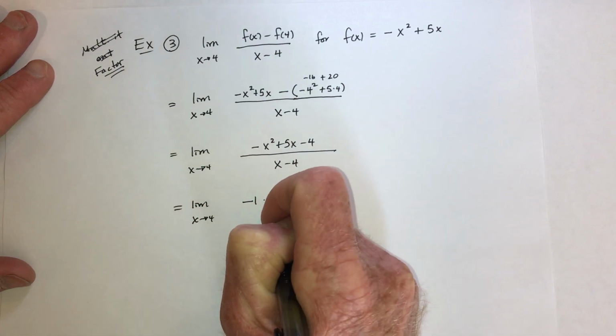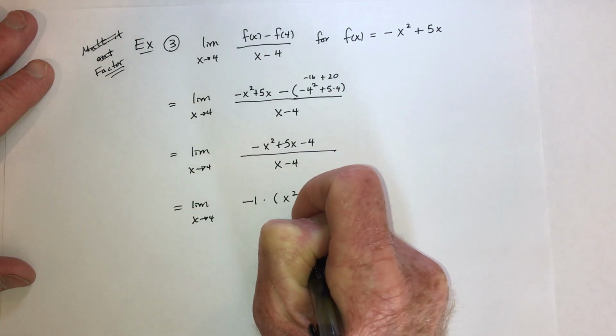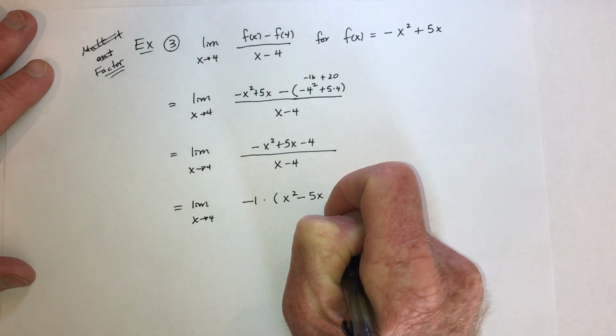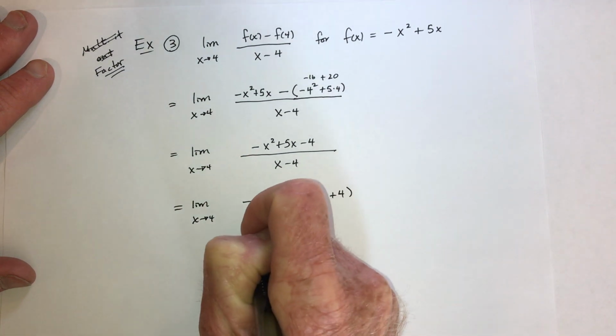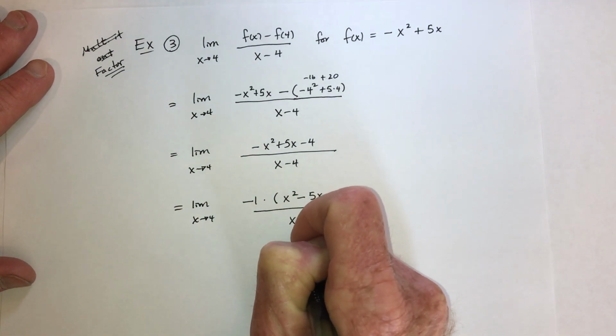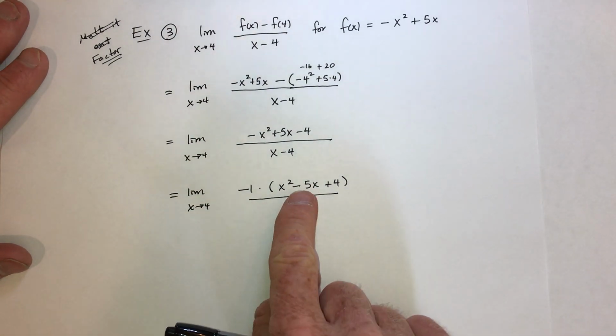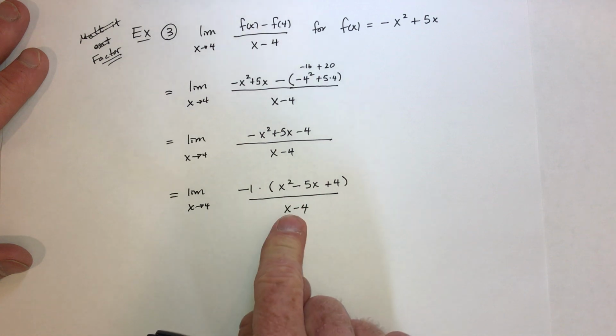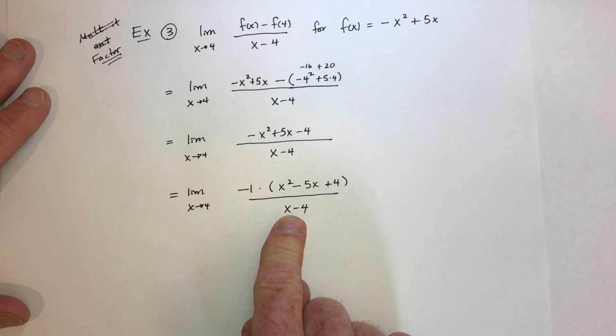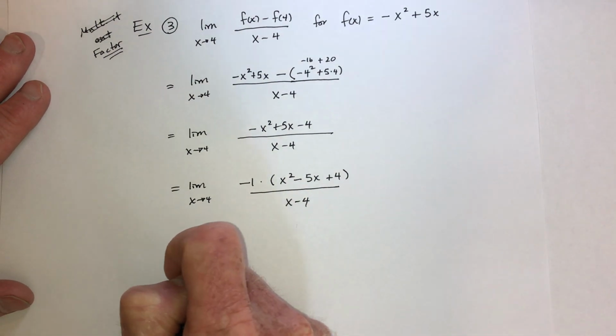Factor out a negative 1. It's going to leave x squared minus 5x plus 4. So change all of the signs in the numerator. Now, not only is this going to factor, but this right here is telling you one of the factors has to be x minus 4.